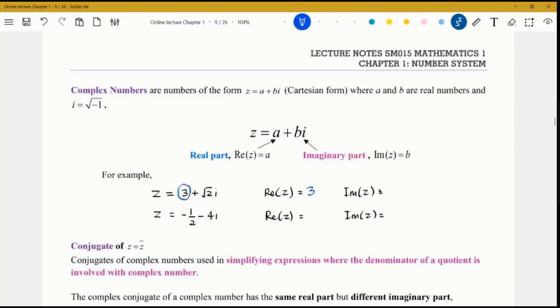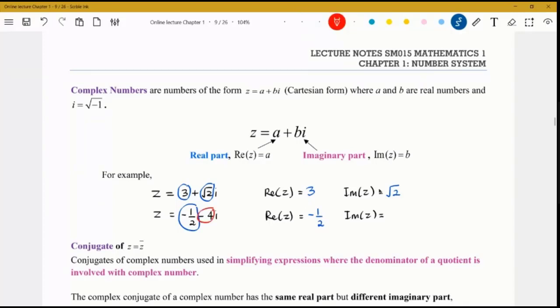Imaginary part kamu adalah square root 2. Tak perlu ambil I dia, ambil coefficient dia sahaja. So imaginary part kita adalah square root 2. Okay. If we have your Z equal to negative half minus 4I. So real part kita adalah negative half. So imaginary part kamu adalah negative 4.